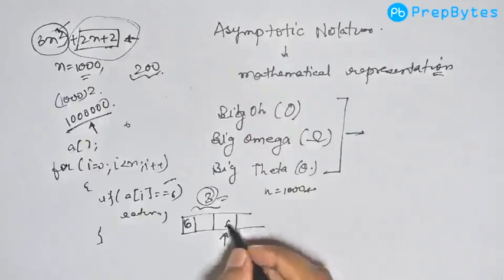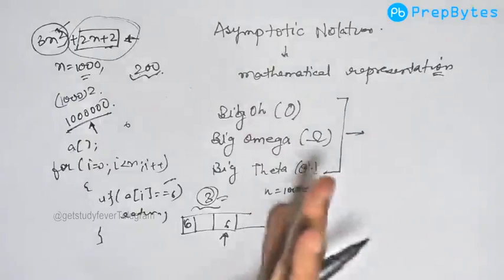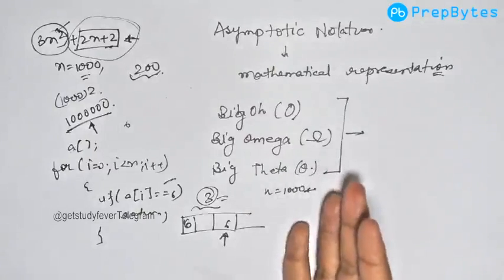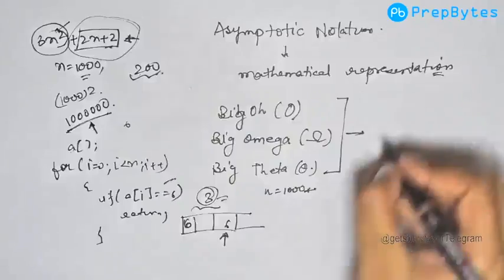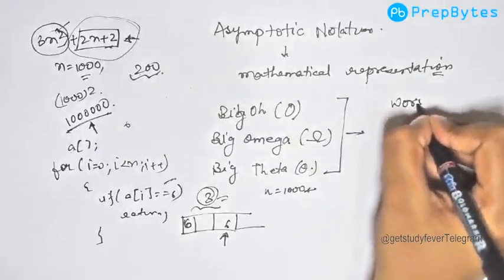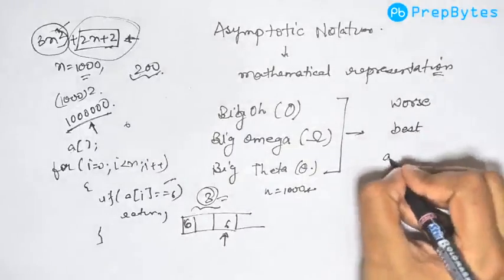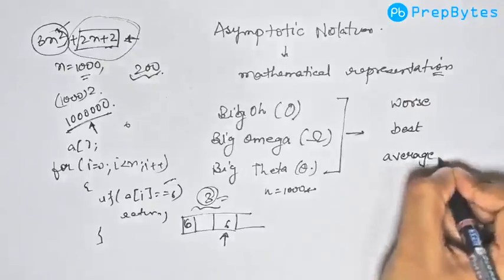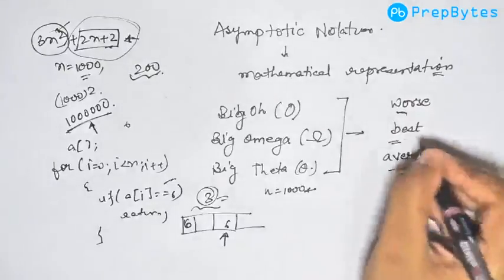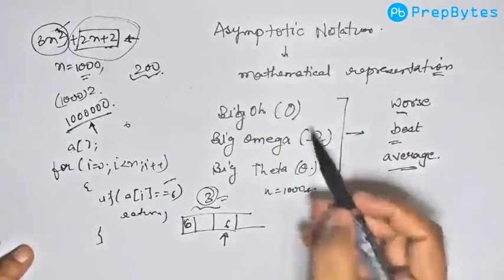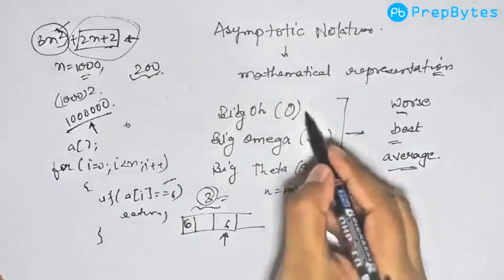And now it may happen that 6 is somewhere in the middle of the array. In that case, we say that this is the average case. So we have the worst case scenario, the best case scenario, and the average case scenario. Each of these has some relation with these notations. Let's try to discuss each of these one by one. First, we have big O.